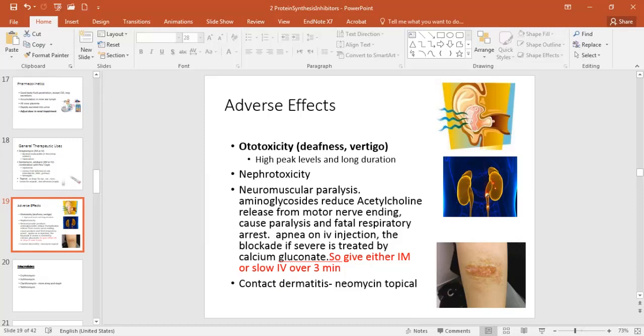Apnea on IV injection. Apnea يعني توقف التنفس. The blockade if severe is treated by calcium gluconate. هذا الانتيدوت يعني المضاد للتأثير الأمينوغليكوسايد for neuromuscular paralysis. How can you treat this side effect? By giving calcium gluconate.